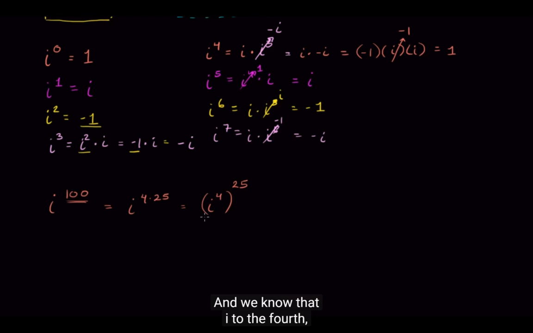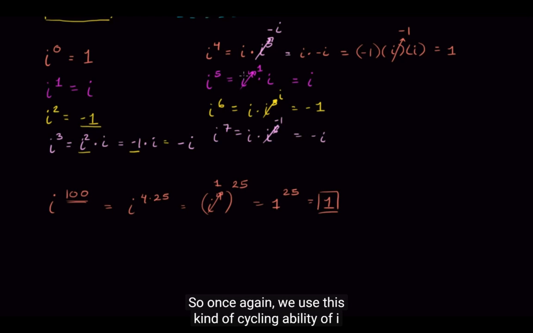And we know that i to the 4th, that's pretty straightforward. i to the 4th is just 1. i to the 4th is 1, so this is 1. So this is equal to 1 to the 25th power, which is just equal to 1. So once again, we use this kind of cycling ability of i when you take its powers to figure out a very high exponent of i.